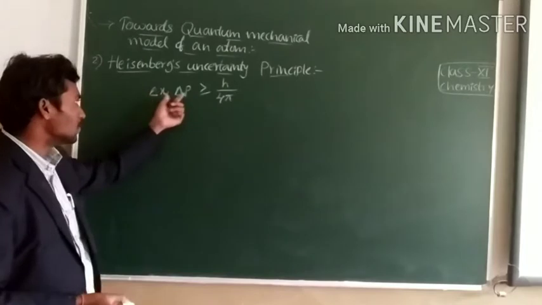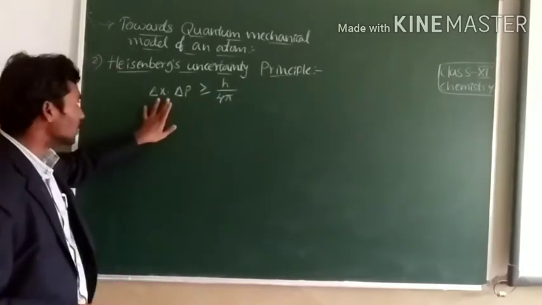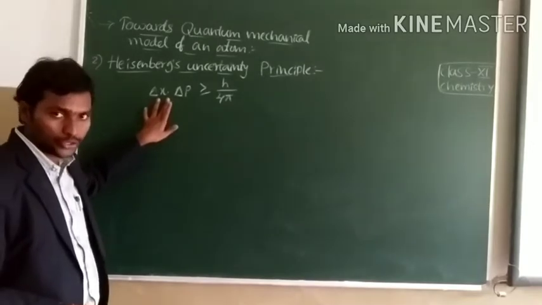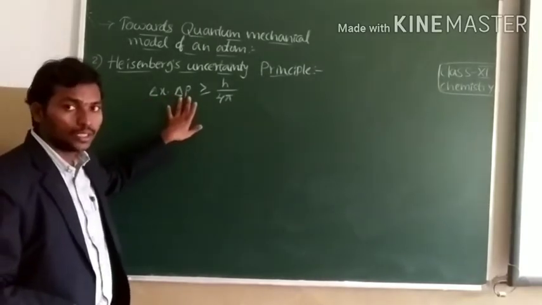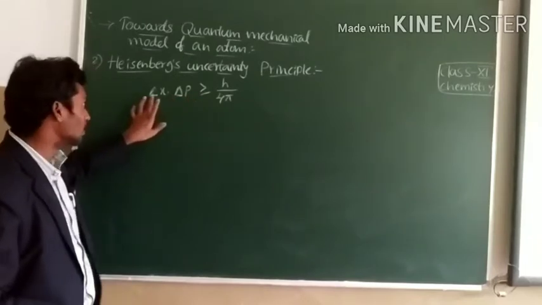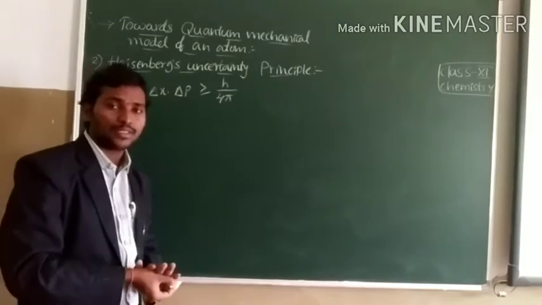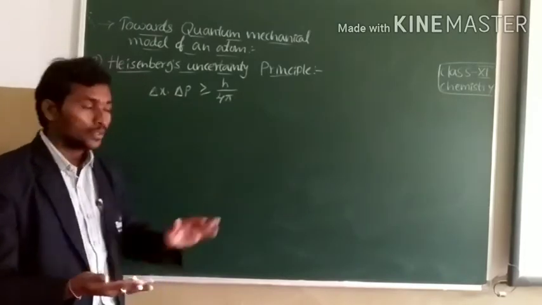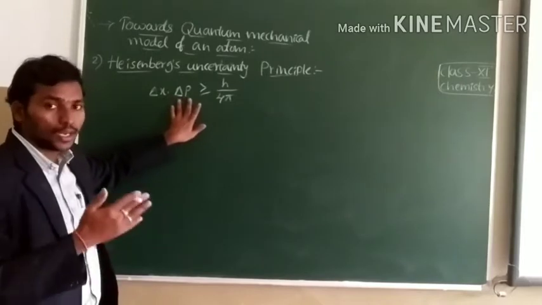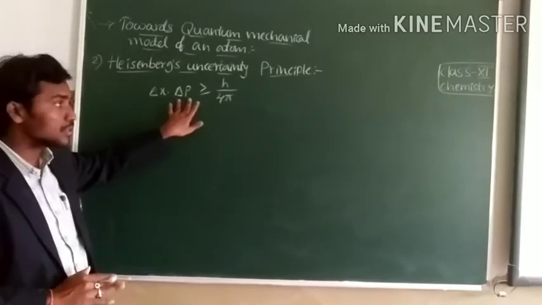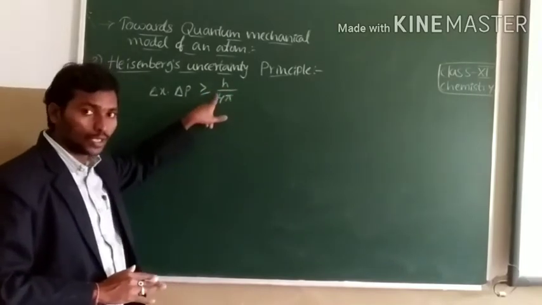What are the terms delta x and delta p here? Delta x means uncertainty in position. Delta p means uncertainty in momentum. What do you mean by uncertainty? Uncertainty means not accurate. So the product of uncertainty in position and uncertainty in momentum is greater than or equal to h by 4 pi.